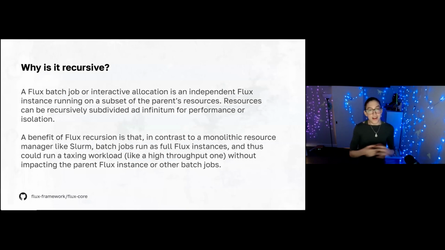We talked a little bit about this because an interactive allocation is an independent Flux instance that's running on a subset of parent resources, and you can recursively subdivide them ad infinitum. The reason this is really beneficial is because it contrasts with traditional monolithic resource managers. For example, if you have something that requires high throughput, like submitting jobs, by making Flux instances under a parent, you can distribute that work, and this means that Flux can get very high throughput right off the bat, and other features as well.